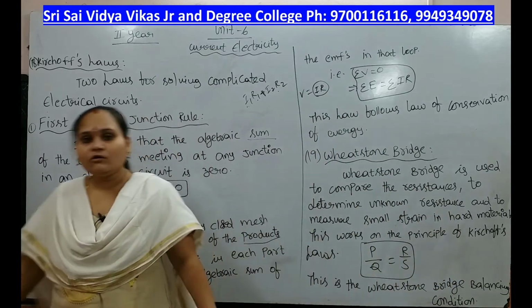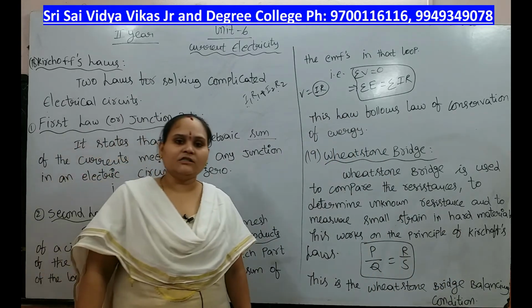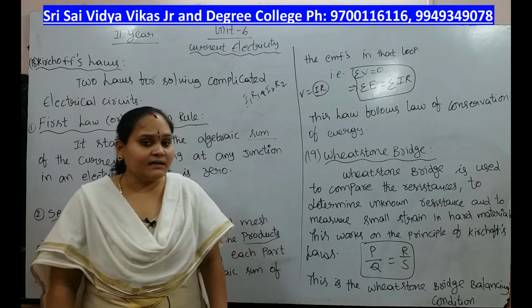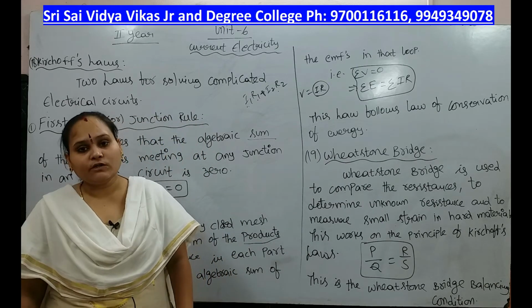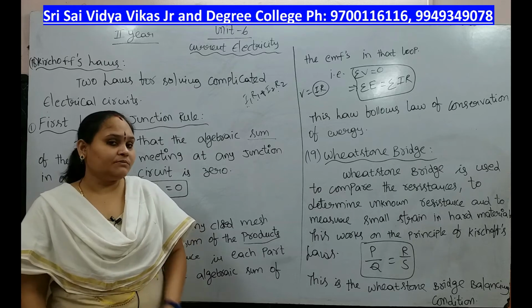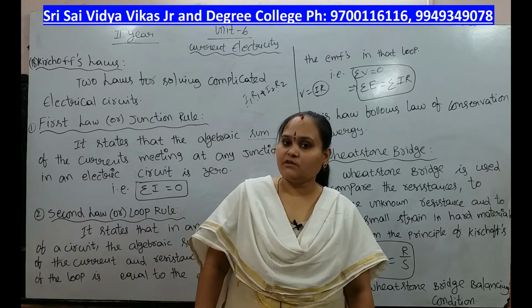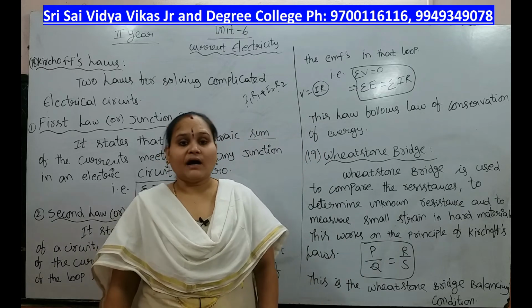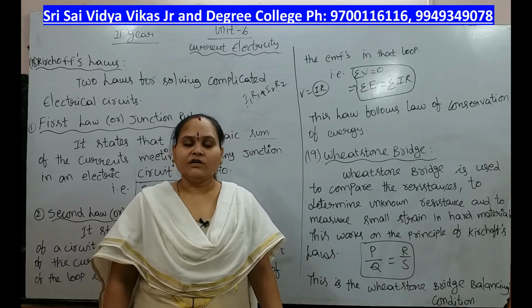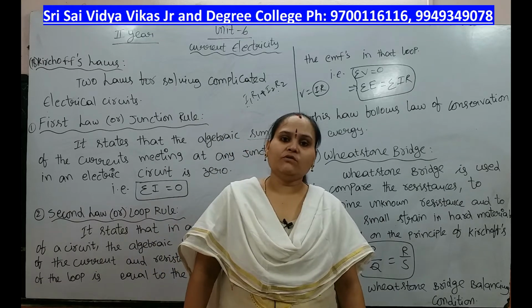And the second law, or the loop rule. Kirchhoff's second law says that the algebraic sum of the product of the current and the resistances will be equal to the algebraic sum of the EMFs in that circuit. That means summation of V equals 0, or summation of V equals summation of IR. IR is the V. V equals IR from Ohm's law.